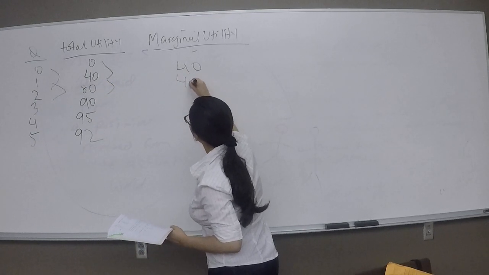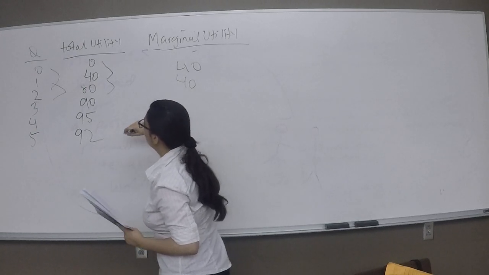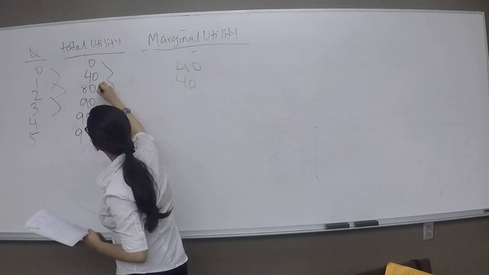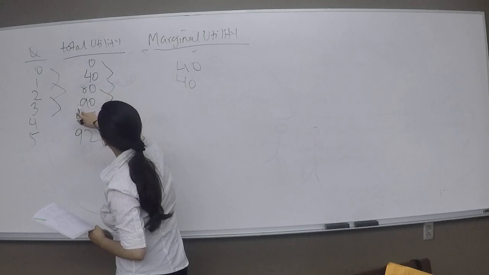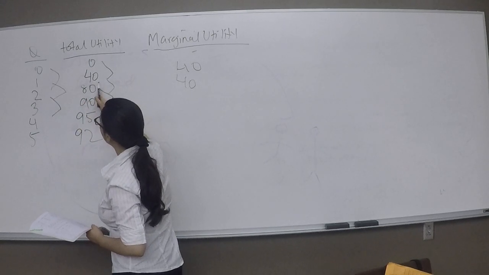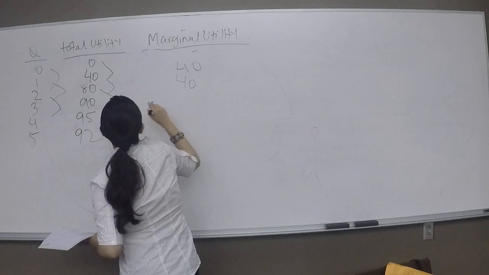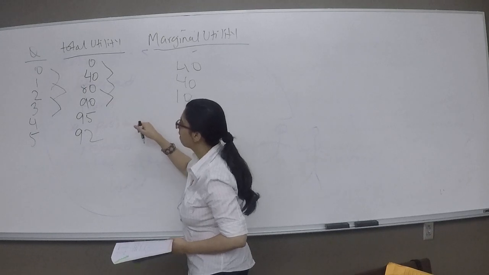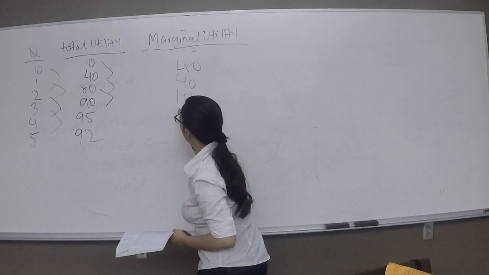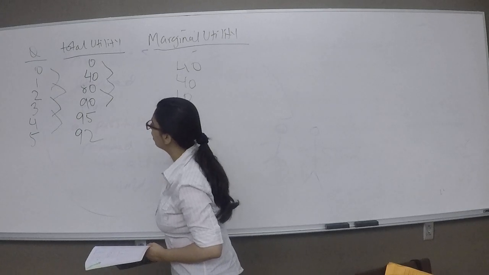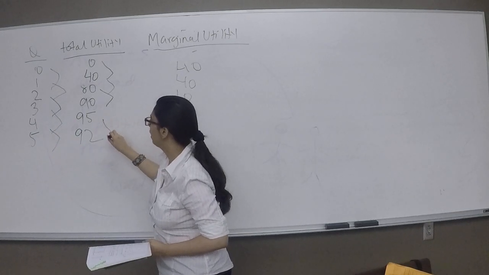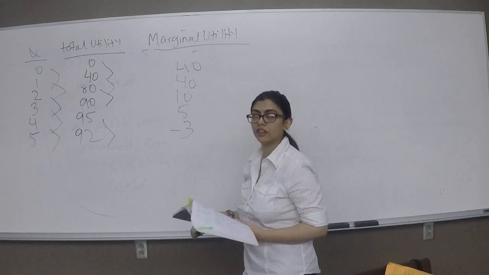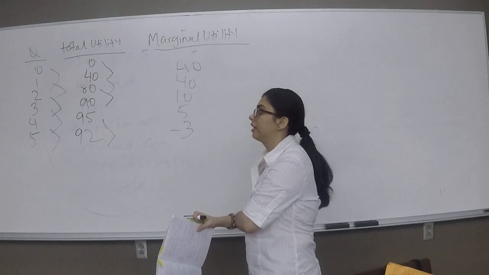So the marginal utility from second quantity to third quantity is, before, for the second quantity it was 80, for the third quantity it's 90, so it's 10 additional utility you're receiving from the third quantity. From third to fourth, it is 5 additional utility received for the fourth quantity. From fourth to fifth, there is -3 utility received from the fifth quantity.